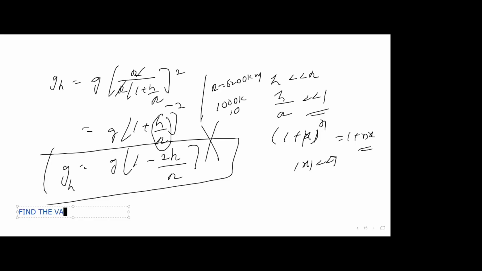Find the value of acceleration due to gravity, the value of g, at a height half of the radius of the earth. Come on, tell the answer. Find the value of g at a height half of the radius of the earth. Here h is equal to R by 2. You can find it out.